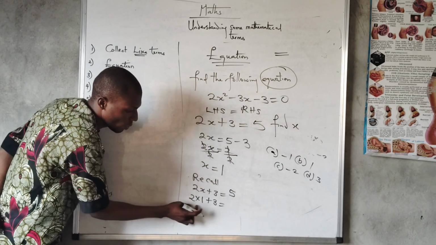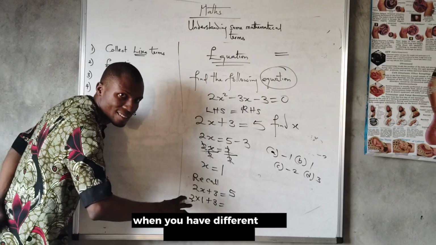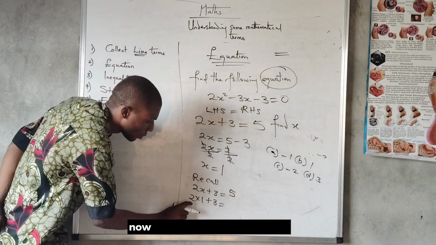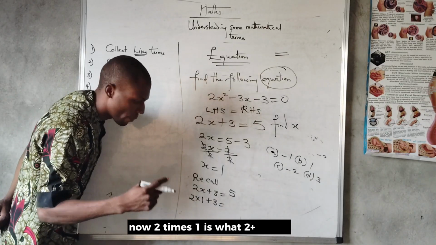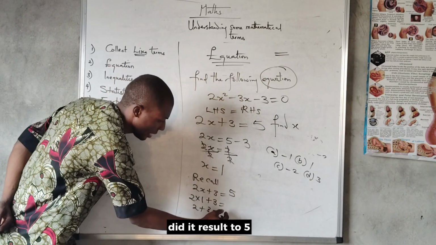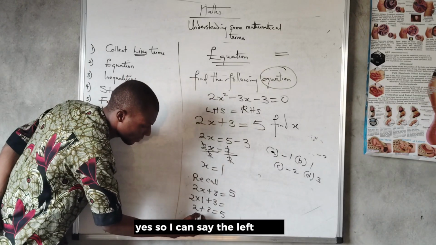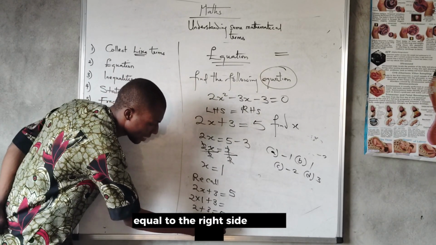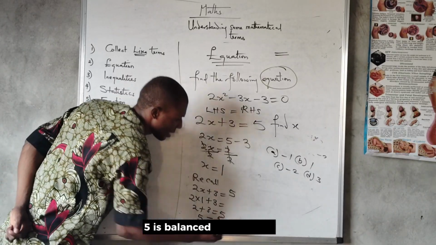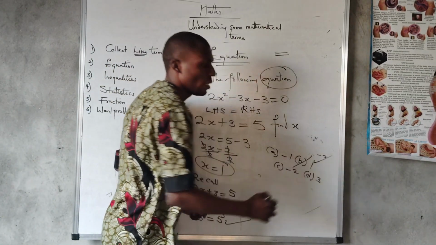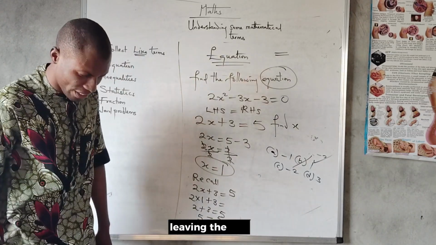Of course, when you have different signs, think of BODMAS. I'll come to that in another video. Now, 2 times 1 is what? 2. Plus this 3. Did it result to 5? Yes, so I can say the left hand side result is 5, equal to the right hand side, which is also 5. It's balanced. So truly, my answer is 1. Then you have confidence leaving the hall.